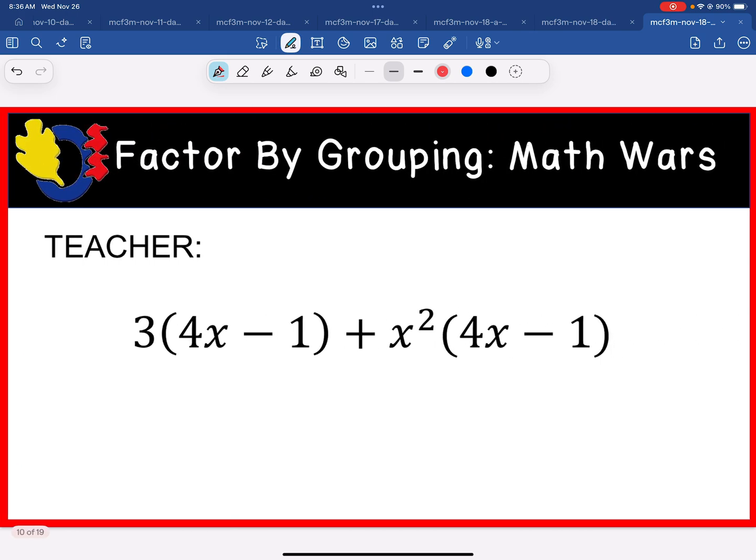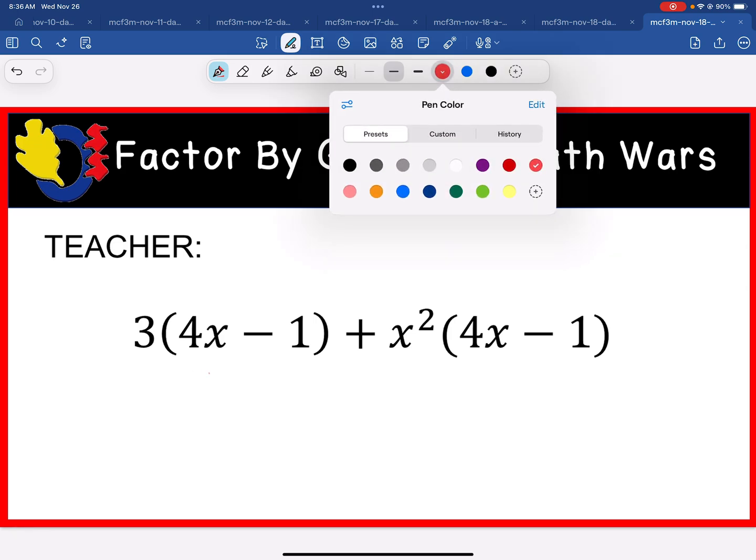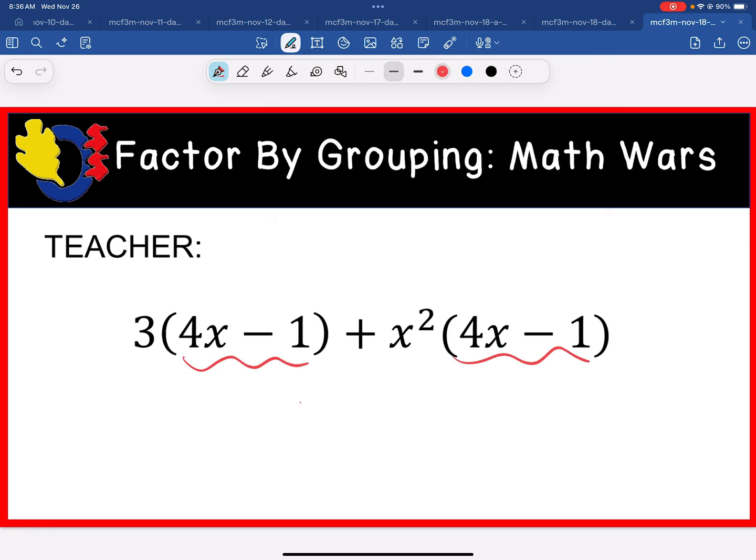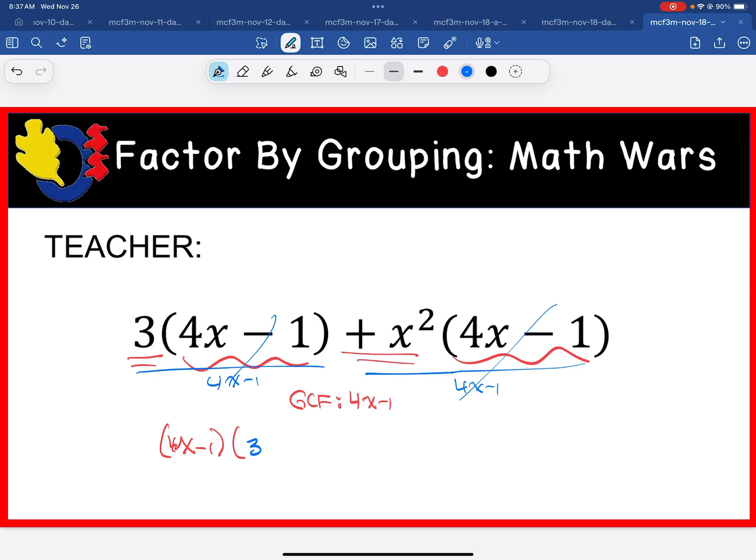All right, let's take a look at this factor by grouping question. So this time, my GCF is the 4x minus 1. So I'm going to put that in a bracket out front because there are two terms, 4x minus 1, and then the remaining pieces go in the next bracket. Because if I factor out or divide each of these terms by 4x minus 1, they cancel out and we're left with 3 plus x squared. Okay, so 4x minus 1 in the first bracket, 3 plus x squared in the second bracket.